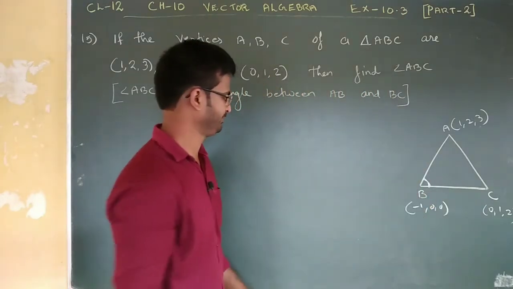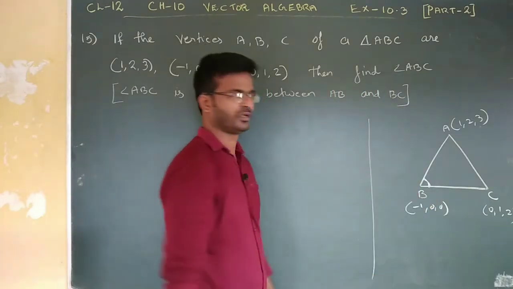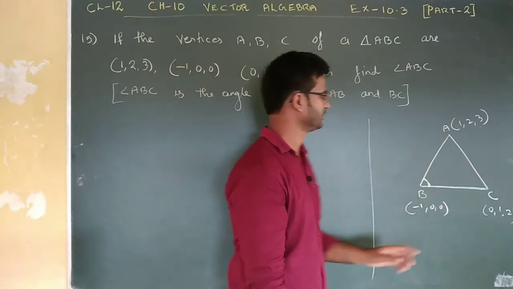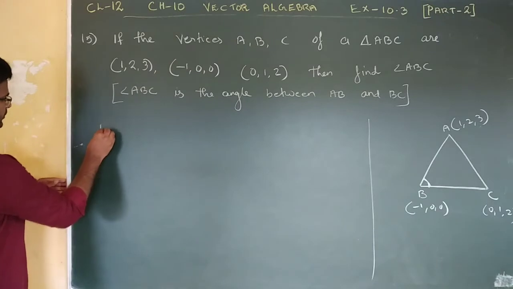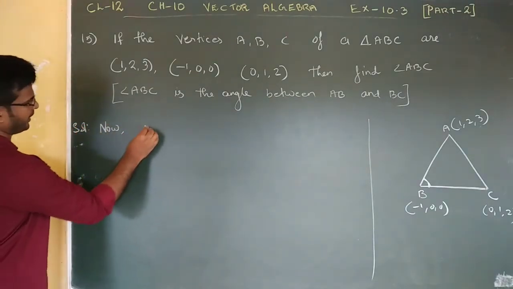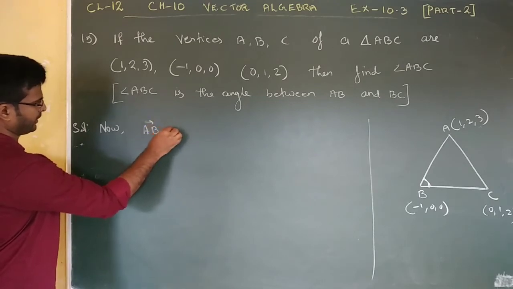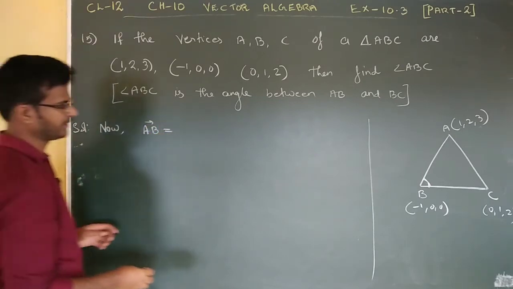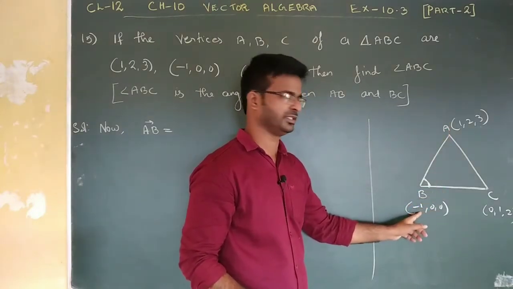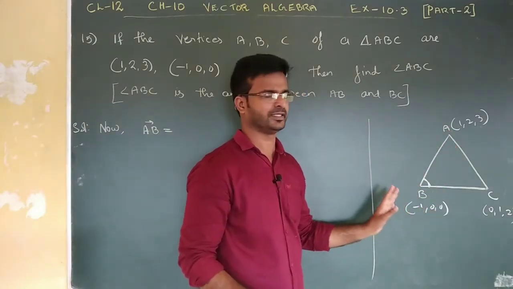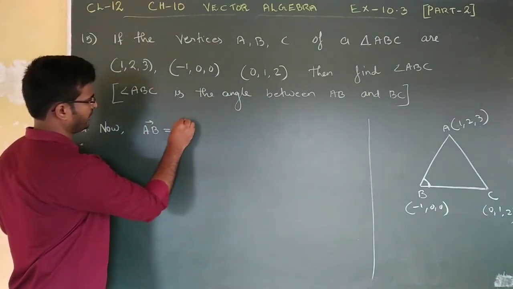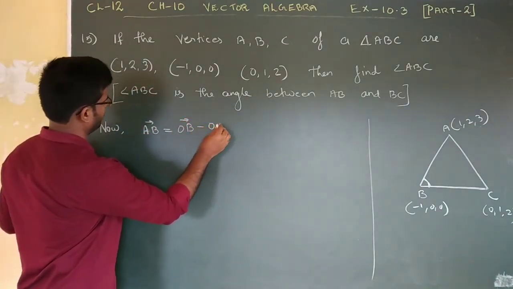This is our question. What will we do? First we will find the AB vector. The position vectors of A and B are given, two points given, and from there we can find the AB vector, that is OB minus OA.